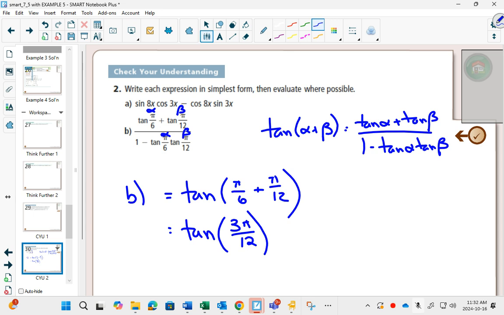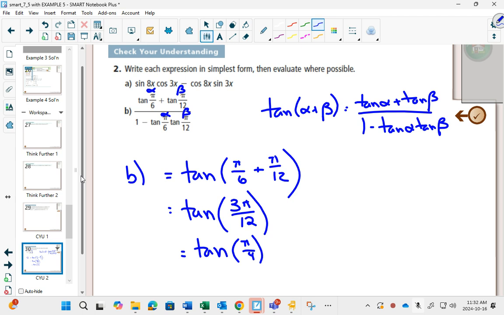Okay. Is 3 pi over 12 on your pie plate? Yeah. Because why? Because you can reduce it to pi over 4. And pi over 4 is on your pie plate. And so this is just equal to 1.